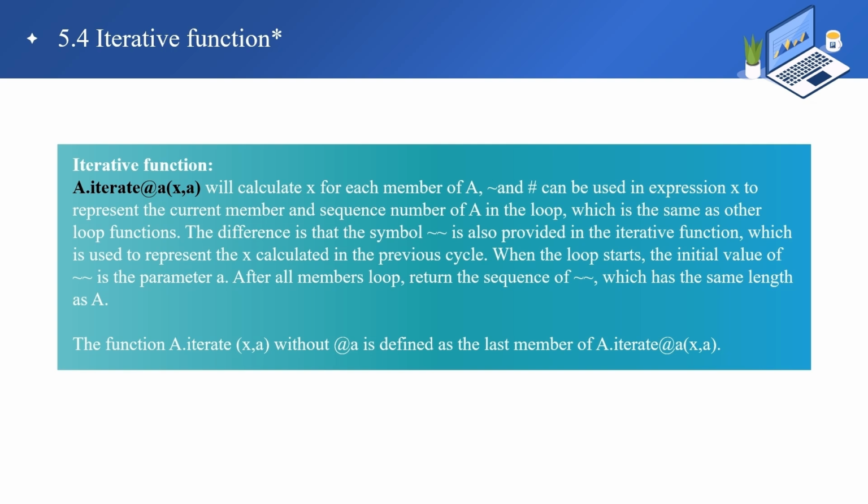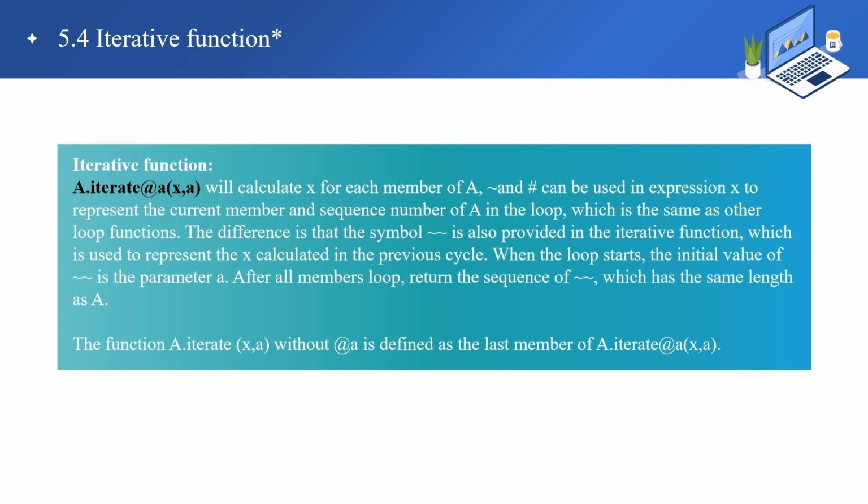Tilde and hash can be used in expression X to represent the current member and sequence number of A in the loop, which is the same as other loop functions. The difference is that the symbol tilde is also provided in the iterative function, which is used to represent the X calculated in the previous cycle. When the loop starts, the initial value of tilde is the parameter A. After all members loop, return the sequence of tilde, which has the same length as A.